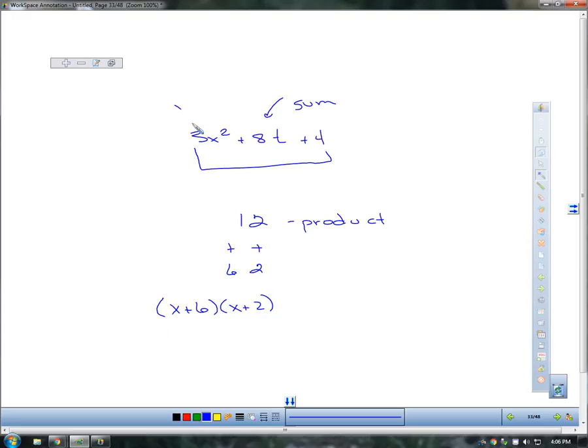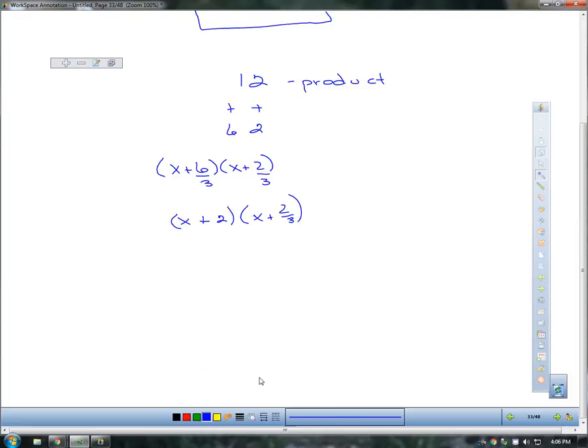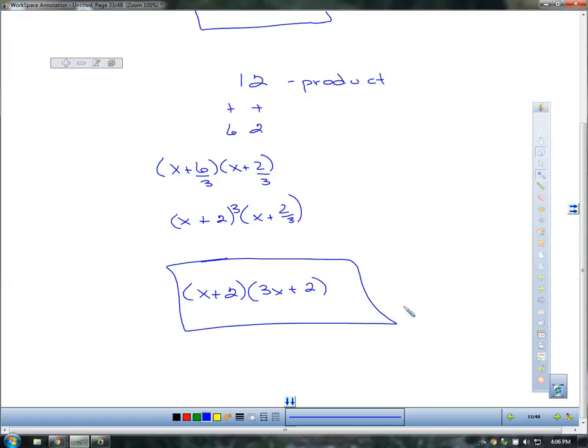And our next step is to take this front number and divide all the numbers by that number. So I have, after I simplify, x plus 2, because 6 divided by 3 is 2, times x plus 2/3. This is the last step where you just multiply by the denominator. Since this does not have a denominator, this is a part of my answer. This has a denominator of 3, so I'm going to multiply this whole set by 3. So 3 times x is 3x. 3 times 2/3 is 2. So here is the solution to that one.